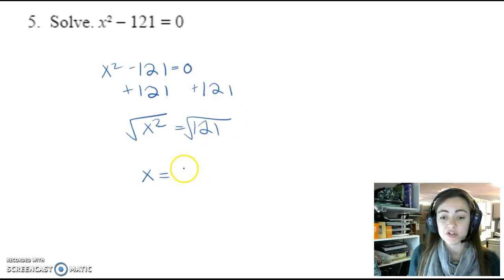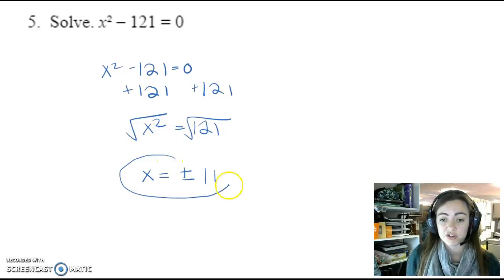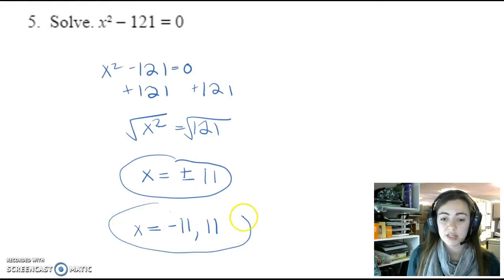I get x is equal to plus or minus 11, because if x was equal to positive 11, 11 squared is 121, or if it was negative 11, negative 11 squared is also 121. So you have to make sure you have both that positive and negative. Sometimes you just leave it with that plus or minus sign, or you'll see it written out with each individual. Both ways are communicating the same thing, so whichever one clicks more with you.